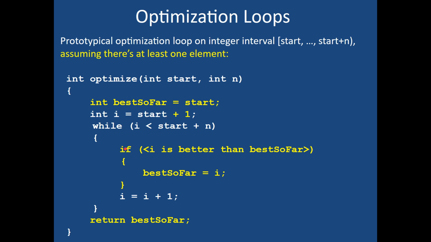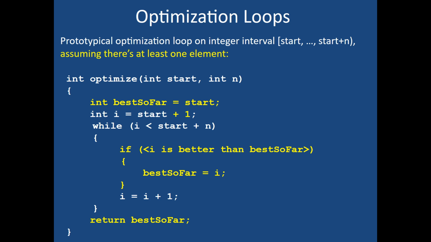Then inside the loop, if we find an I that's better than the best one we've seen so far, then the new best so far is I. So why does that make sense? Why are we checking to see if the current I, remember we're counting through a bunch of I's, if we find one that's better than best so far, why does it make sense to assign I to best so far?